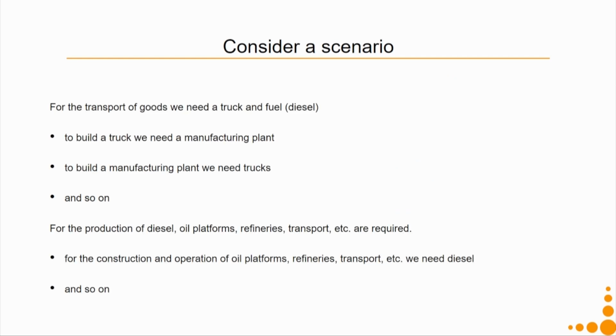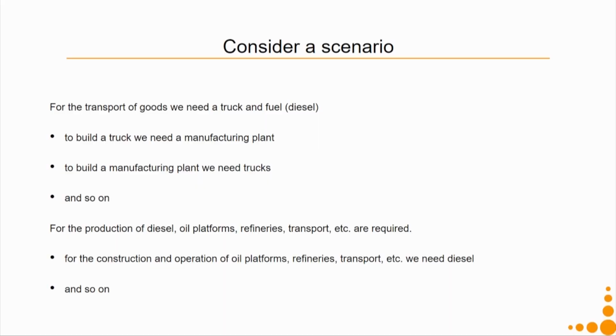Now consider a scenario for the transport of goods. We need a truck and fuel, say diesel. Now, to build the truck, we need a manufacturing plant. Now, to build a manufacturing plant, we need trucks and so on. So, you can see a cyclic scenario in this life cycle assessment. Say for the production of diesel, oil platforms, refineries, transport etc. are required. For the construction and operation of platforms, refineries, transport etc., we need diesel. So, for the production of diesel also we need diesel and so on. So, what do we do in these cyclic conditions?